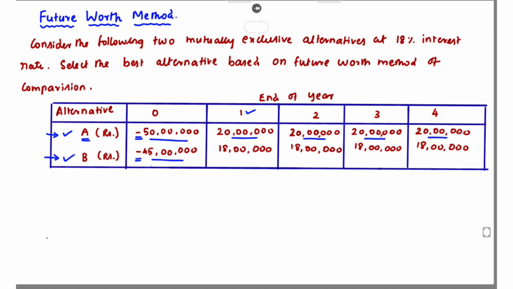Likewise, for plan B, 45 lakhs is the investment. In the first year we got a revenue of 18 lakh, the second year also 18 lakh, the third year also 18 lakh, and the fourth year 18 lakh. Now we have to draw the revenue dominated cash flow diagram. After that we can see which is the best alternate to invest in.